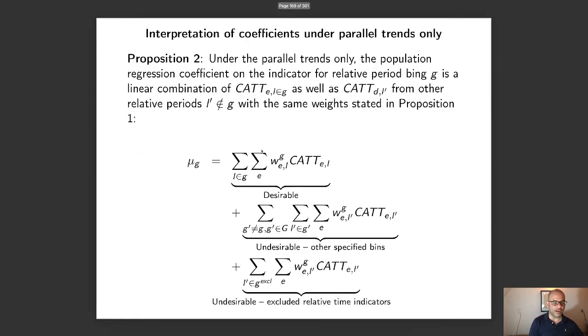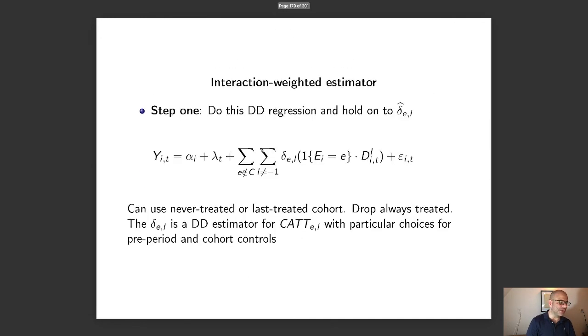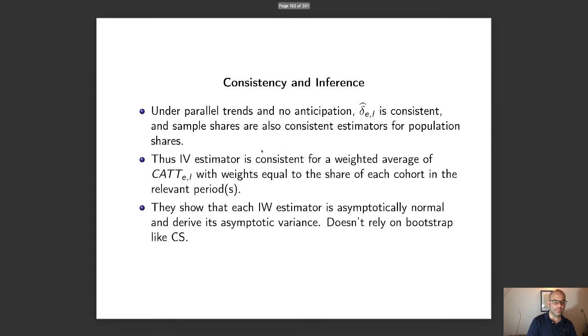You don't need treatment effect homogeneity. That's the great thing about their interaction weighted estimator. You can have homogeneity. You can have heterogeneity. So under parallel trends and no anticipation, this delta hat is consistent. And sample shares are also consistent estimators for population shares. IW, not IV, is a consistent estimator for the weighted average of CATT. And now the weights are positive.